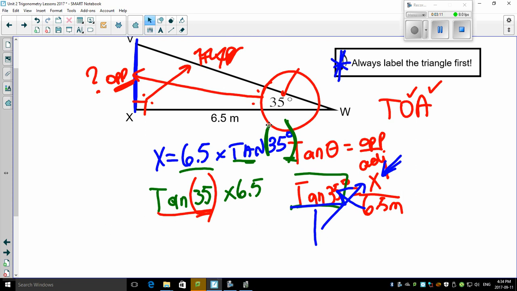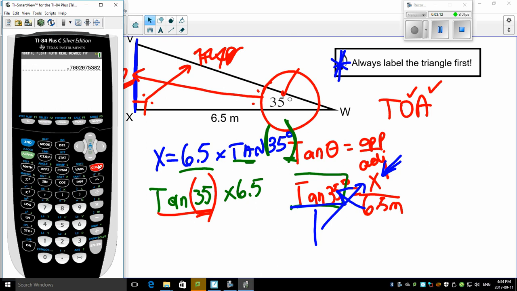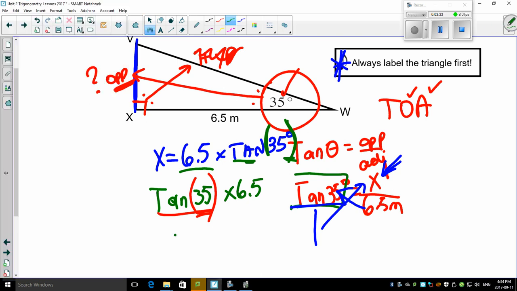So let's bring up the calculator one more time. I'm going to clear this and show it to you. You want the tan of 35 times, and again, notice I missed my bracket. So let's back it up and put our bracket there, times 6.5. Okay, hit enter and look at that. That gives you 4.55. So x equals 4.55.